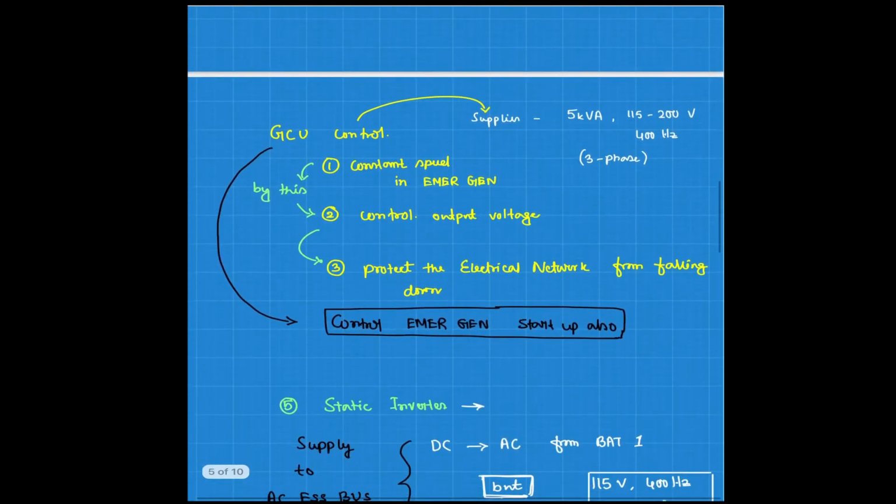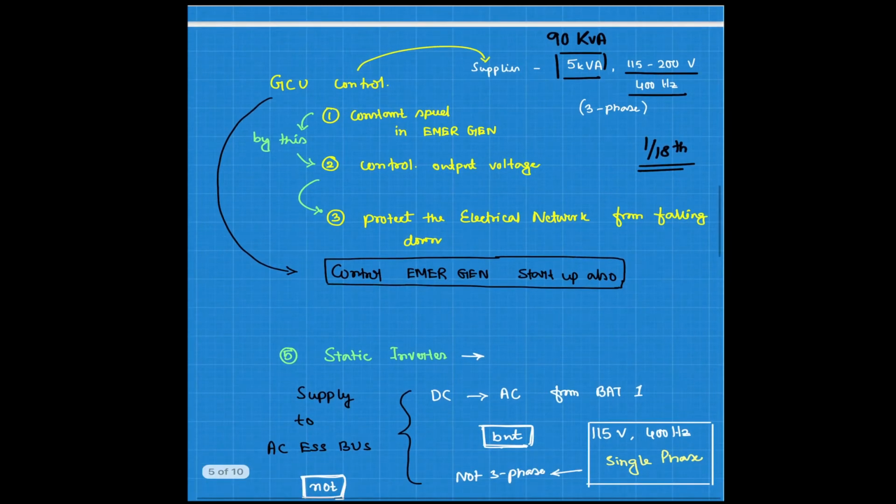Okay, so that supplies 5 kilovolt ampere, 115 to 200 volt and 400 hertz. So let's just see this thing. The normal generator gives us 90 kilovolt ampere, but this is giving 5 kilovolt ampere only. So it is a very weak generator basically. So it is giving 1/18th of the main power source. So it's a very lesser supply.